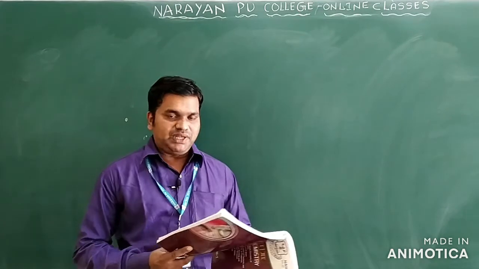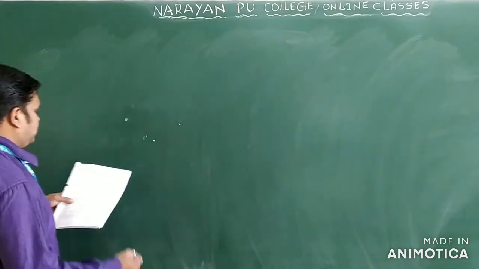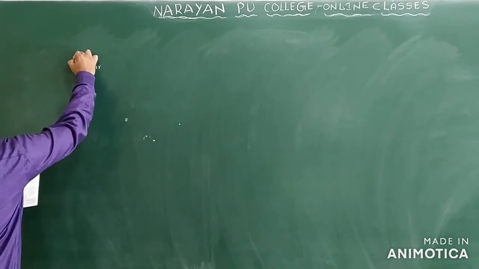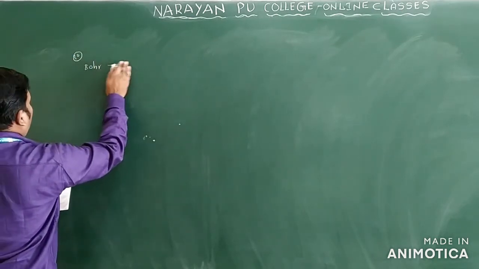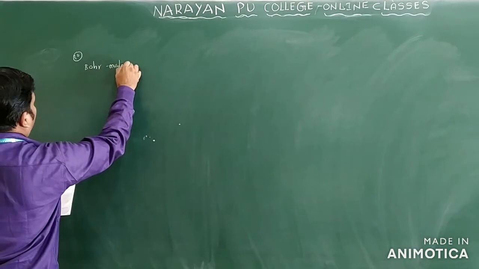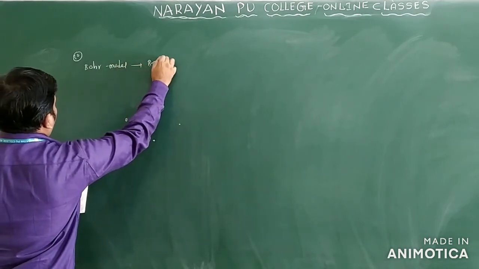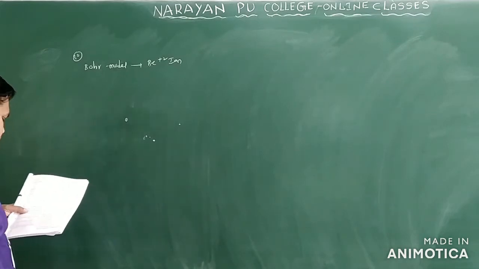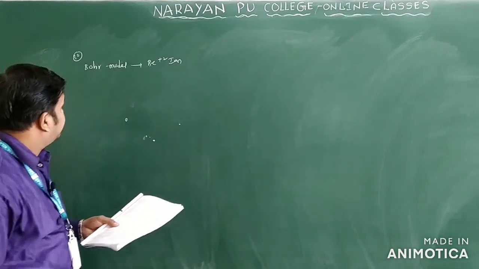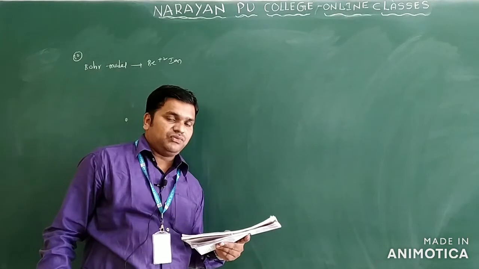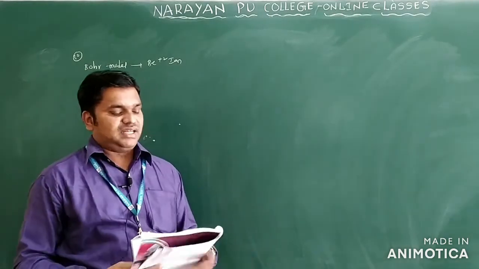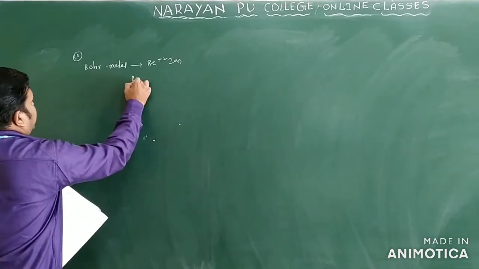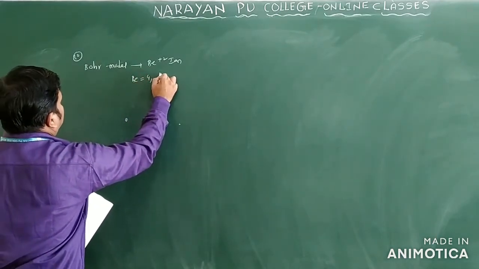Bohr model is applicable to Be+2. So this is question number 30. Can you write this statement? Bohr model is applicable for Be+. Beryllium is there: hydrogen, helium, lithium, beryllium. Beryllium atomic number, how much? Beryllium is equal to 4.